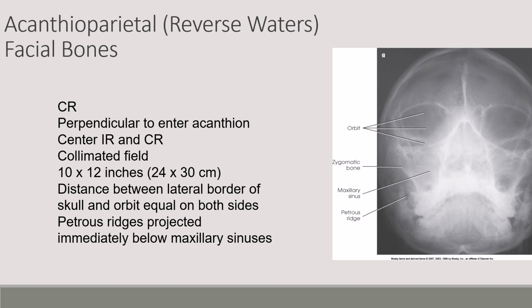We should see the petrous ridges still below the level of the maxillary sinuses, and we should see that the lateral border of the left orbit to the lateral border of the skull, that distance should be the same as the lateral border of the right orbit to the lateral border of the skull on the right side. So symmetric orbits, basically. Okay, that's your sign of rotation. If the orbits are asymmetric, one of them is closer to the edge than the other one, then the patient is turned in that direction. Okay.